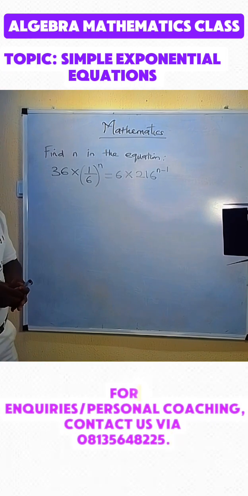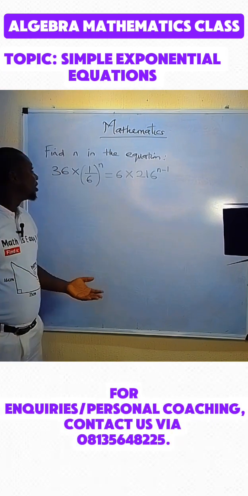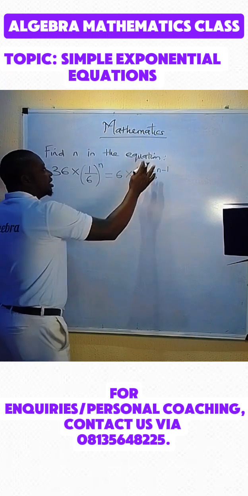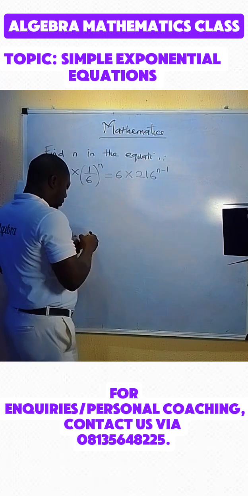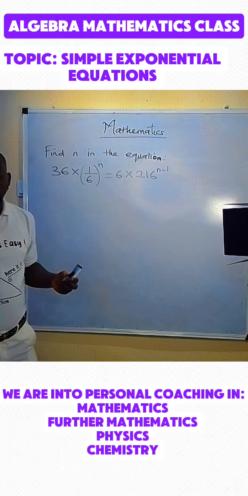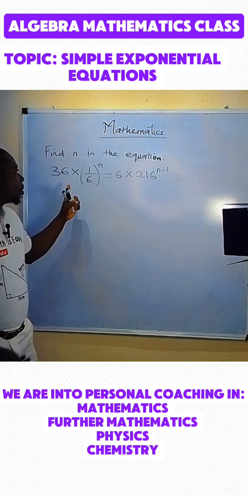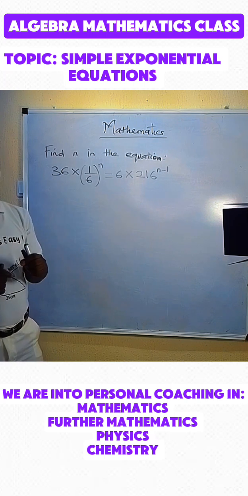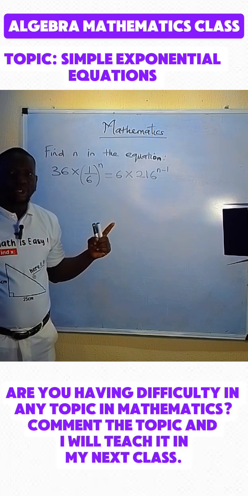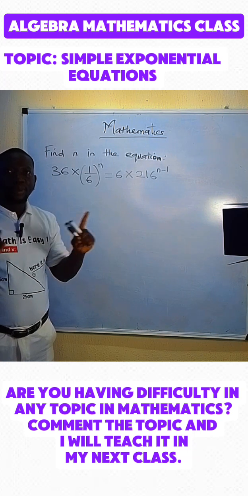Now look at the second question. The second question is find n in the equation. The one I solved before was an expression. This one is an equation. There's a difference between an equation and an expression. They are not the same thing. It's just that some students mix it up.